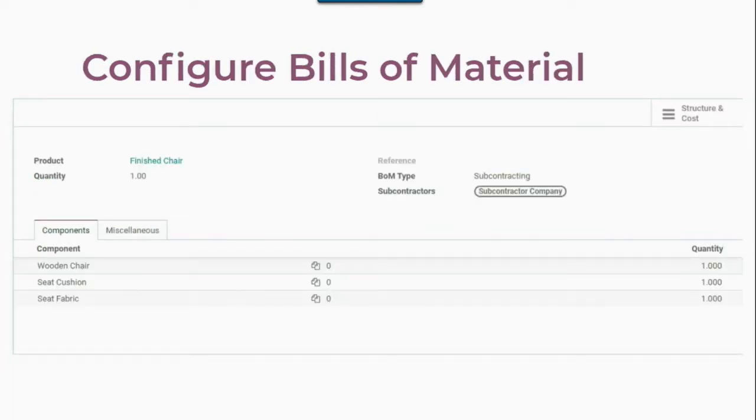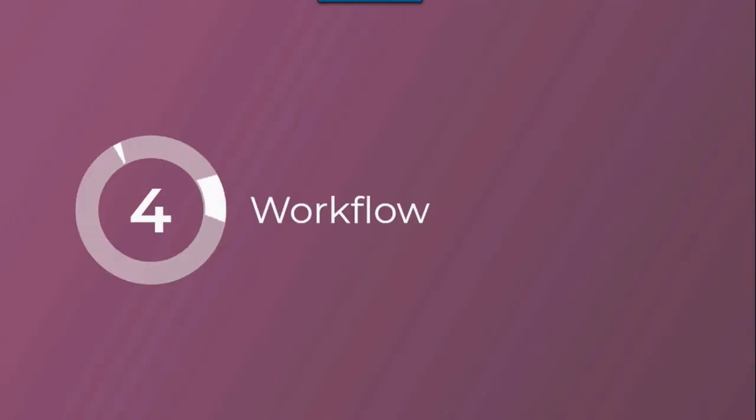Now, the next step for me is to configure my bill of material. This one's pretty simple. I have my finished chair, and then I have my wooden chair below that, seat cushion, and seat fabric, just like I said in my example. As you'll notice, the BOM type right there says subcontracting, and then you'll have another field that shows up below that to indicate who your subcontractors are for that finished good or for the subassembly.